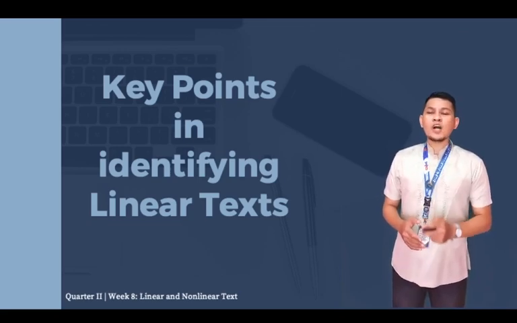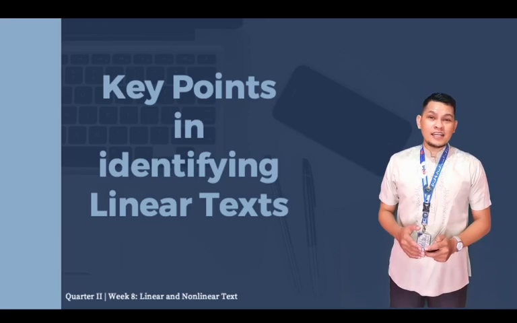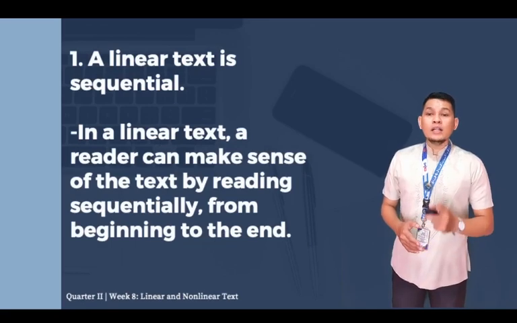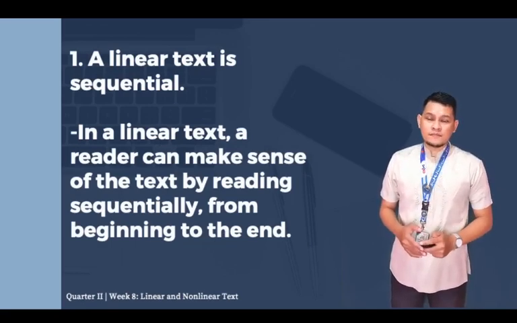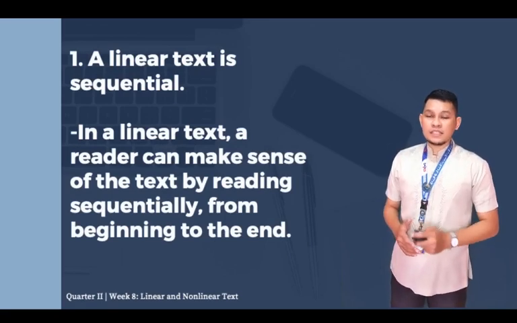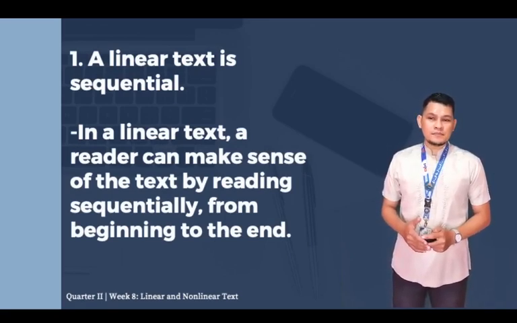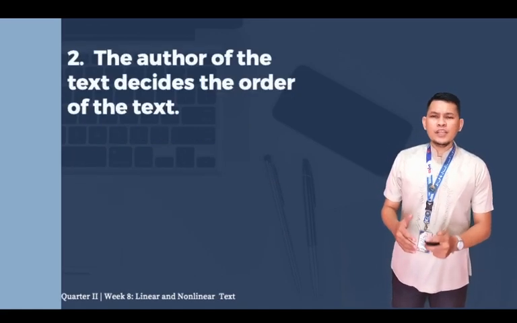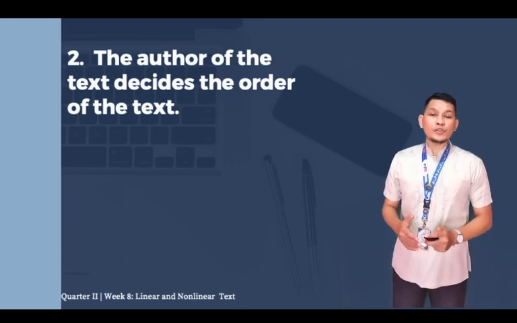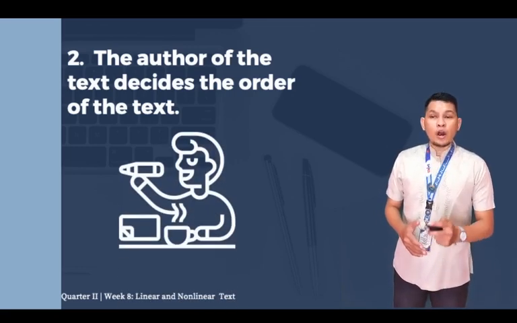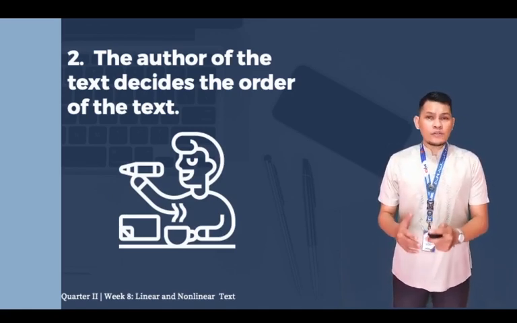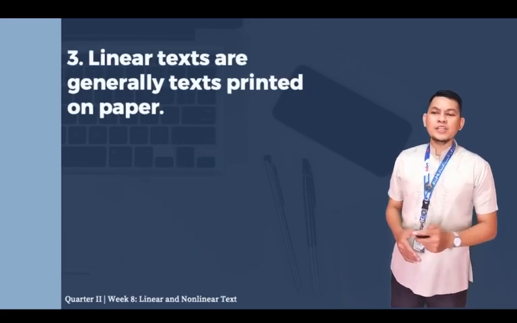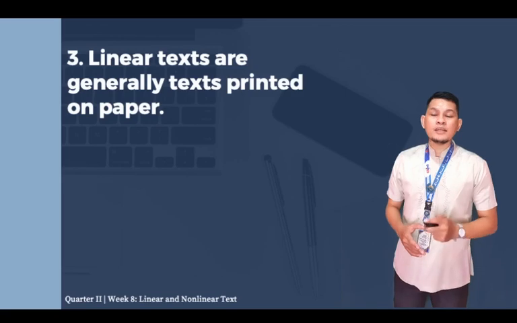Now, let us talk about the key points in identifying linear text. First thing that you need to understand is that a linear text is sequential. Readers can make sense of the text by reading sequentially, meaning from beginning to the end. Second, in linear text, the author decides the order of the text, and as a reader, you are compelled to read in the manner the author writes his or her ideas. Lastly, linear texts are generally text printed on paper.